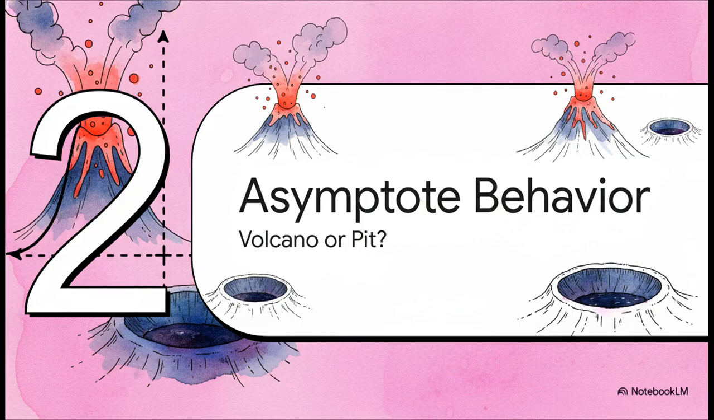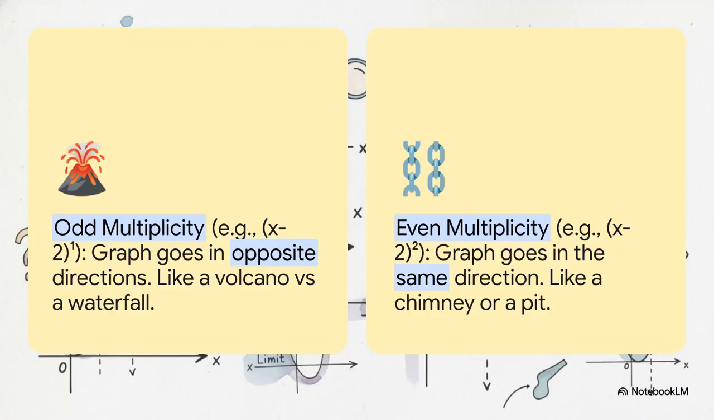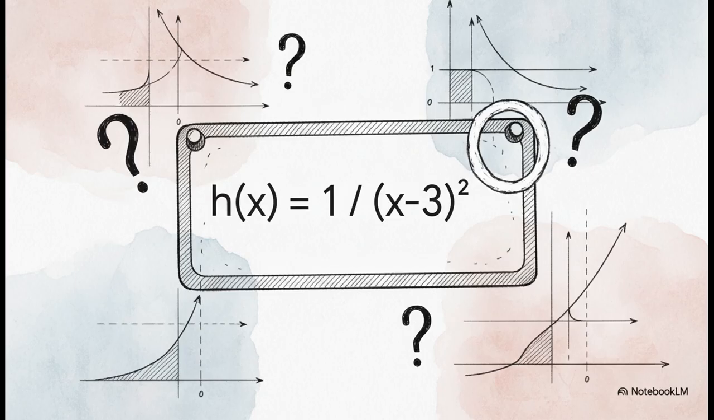Okay, so we're getting good at finding the lines, but that's really only half the story, isn't it? The next question is, what does the graph actually do when it gets near one of these walls? Does it shoot up like a volcano, or does it plunge down like a bottomless pit? Believe it or not, the answer is hidden in plain sight. It's all about the exponent on the factor in the denominator. We call that the multiplicity, and it's like a secret code that tells you everything about the graph's behavior. It's simple, really. If the exponent is an odd number, like 1, the two sides of the graph go in opposite directions. But if the exponent is an even number, like 2, both sides go in the same direction. It's that easy.